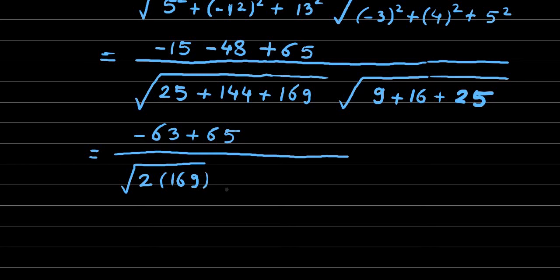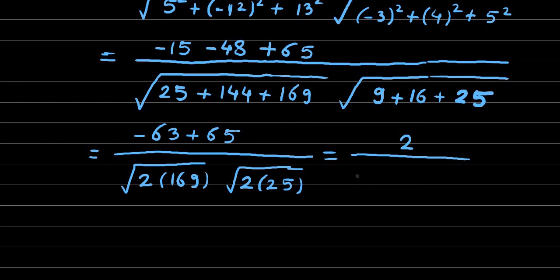As we know, the root of 169 is 13. And the second one is 9 plus 16 is 25. 25 plus 25 is 50. Again I am going to write down the 50 as 2 into 25. Now this is equal to, in the numerator we will get simply 2. And in the denominator we have the under root of 169 as 13.